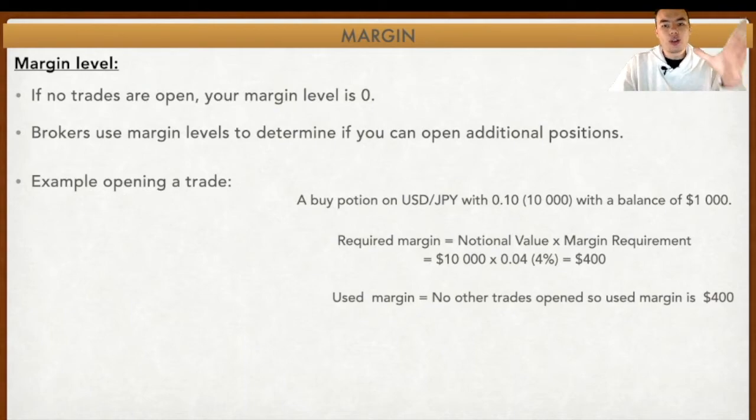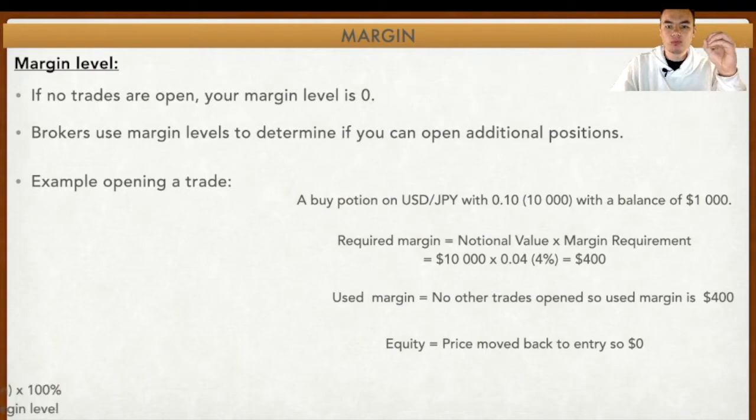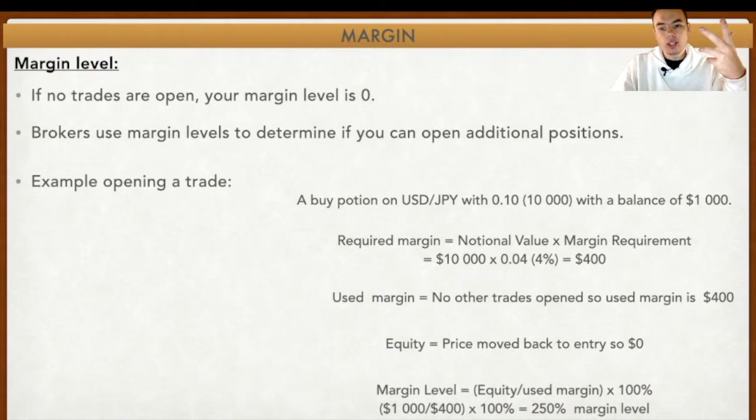Used margin: no other trades are open, so it's $400. Equity: price moved back to entry, so 0. Nothing. So now your margin level is your equity divided by your used margin times 100%. So it's $1,000, because remember your account, you just deposited 1,000. That's your equity. You had no open positions. You didn't lose, you didn't win. It's just 1,000 divided by your used margin, which is $400, times 100%. That gives you a 250% margin level.